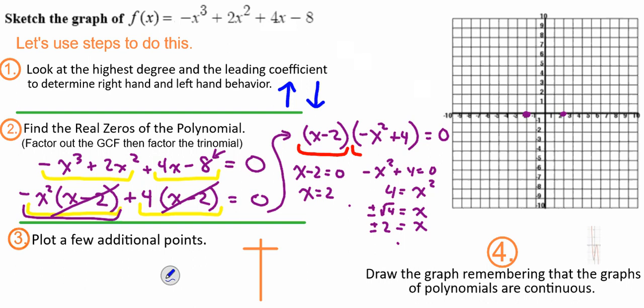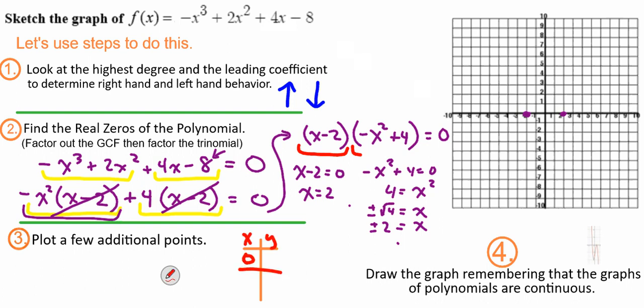Yay, we've got our end behavior. We've got our x-intercepts. Now we need to know what goes on between negative 2 and 2. So let's plug in 0. Isn't a 0 a good number to plug in? So we'll go ahead and plug in 0.